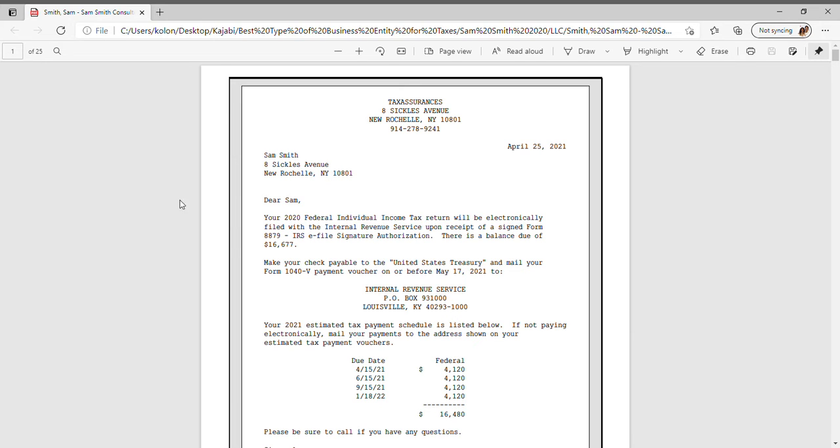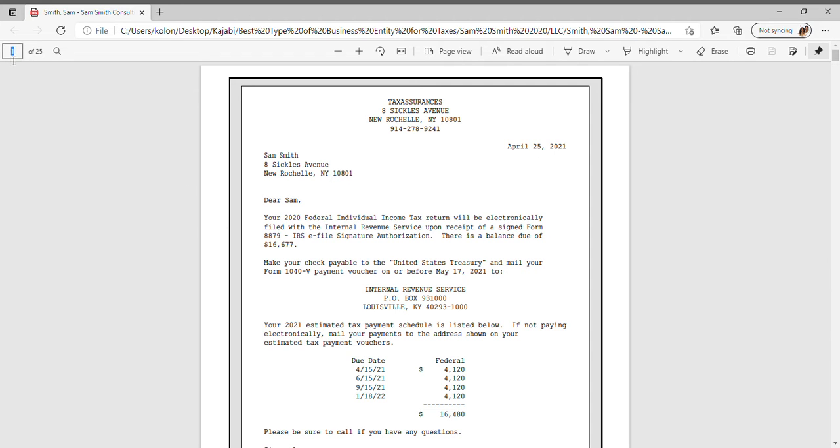So this right here, this 16,677, ultimately that's going to be the balance due, assuming an LLC, and again, an apples to apples comparison to the other types of business entities that we'll discuss. So let's jump into it.